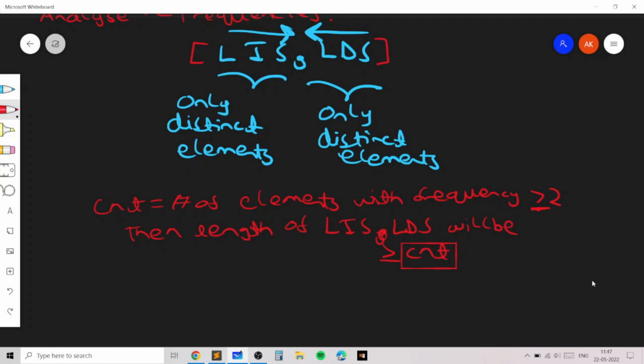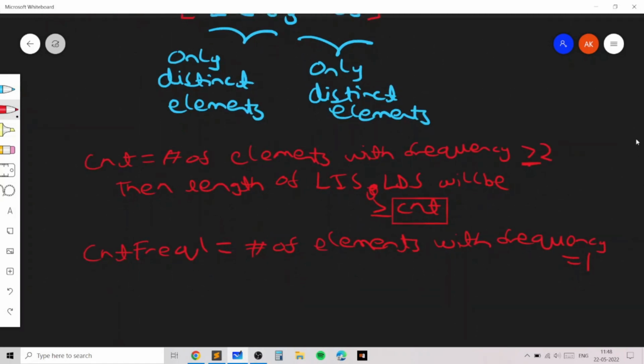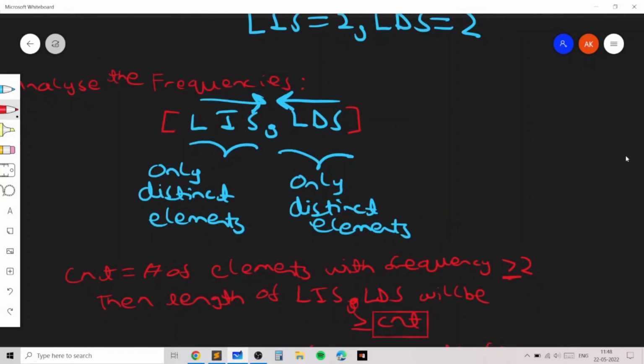However, the problem arises when there are elements with frequency only 1. So let's represent count frequency 1 to be the number of elements with frequency 1. If you consider count frequency 1, then it isn't clear which side the elements should go to maximize the minimum of the two quantities. And the key idea is that you should actually place the elements in alternating fashion. So you should place one element in the LIS, one in the LDS, and so on alternatingly, so that it's almost evenly distributed.